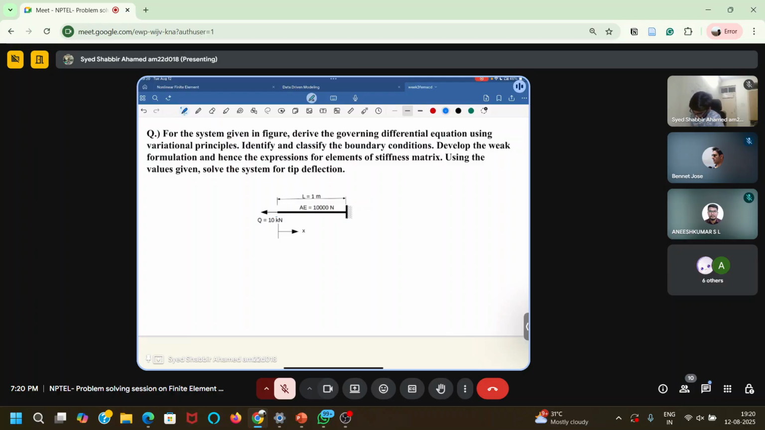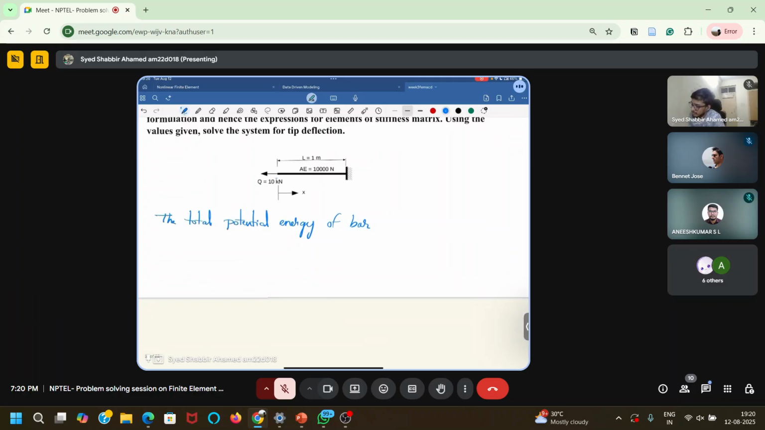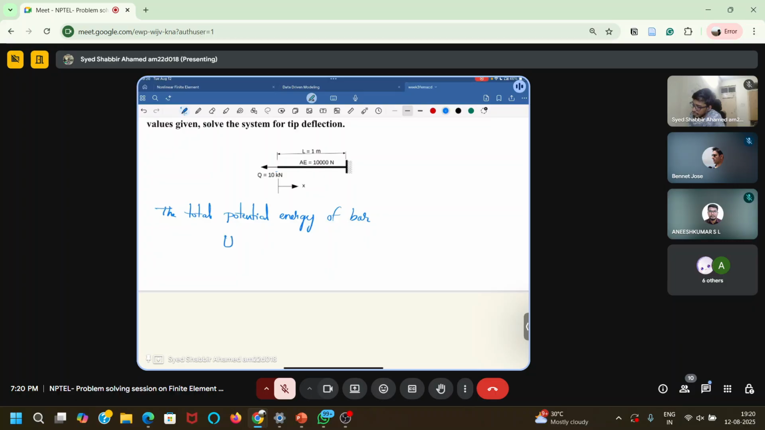So in variational methods, whenever you are solving any problem using the variational principles, the first thing we have to get is the total potential energy of the bar. Here we are taking a bar, but for any structure, the total potential energy can be given as, we will denote potential energy with this capital U notation, equal to the strain energy stored in the bar minus the work done by the external force. So this is the total potential energy of the bar.